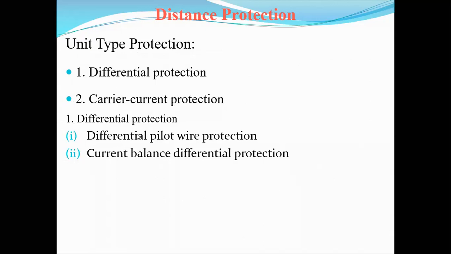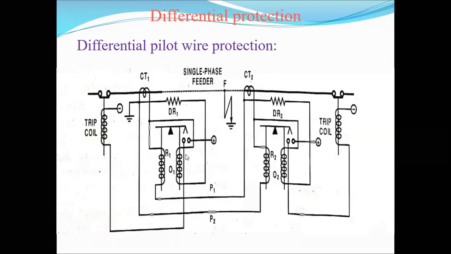In that, first one is the differential protection. The differential protection is divided into two types: the differential pilot wire protection, and the current balance differential protection. These are the two types.